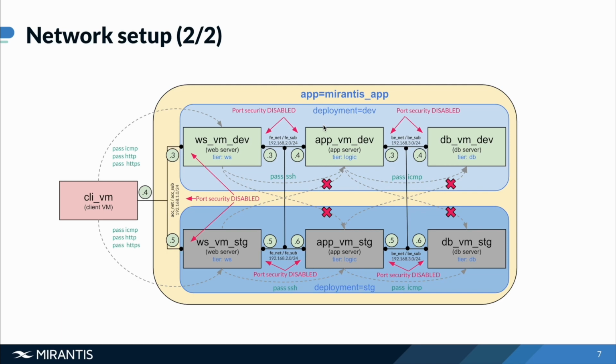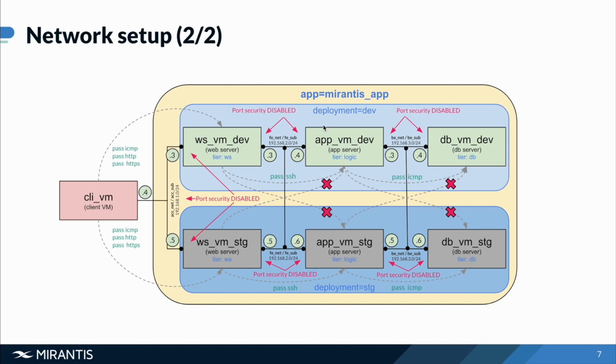Since our Mirantis app is dummy, we'll use some dummy ports opened by default on Cirros VMs forming respective application tiers. The web server will communicate with the application server using SSH, while the application server will use ICMP to access the database server.